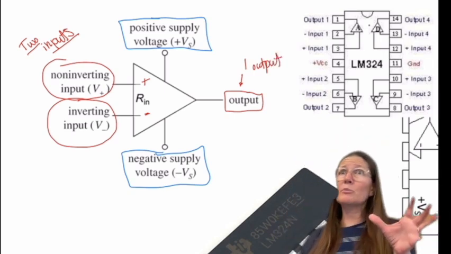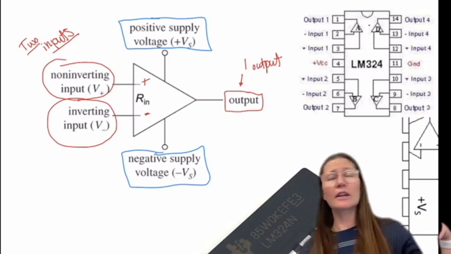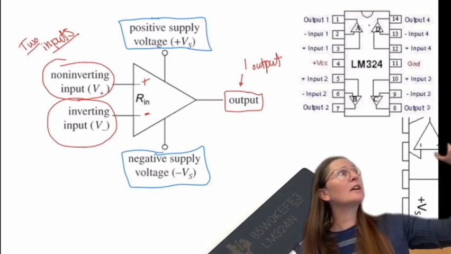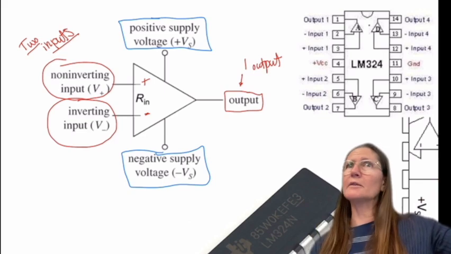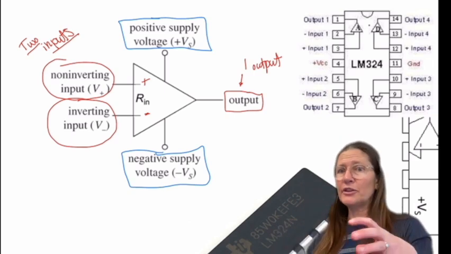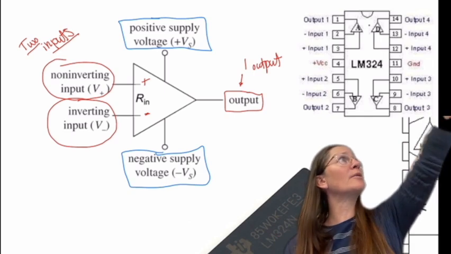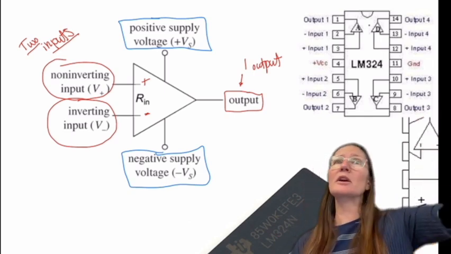So this is the symbol you're going to see. You need to get comfortable seeing this symbol and understanding that you have two inputs to it, a plus side and a minus side, and then one output, and that in order for this to work, it also has to have power to it. So we're going to supply it with a power supply positive and a power supply negative.